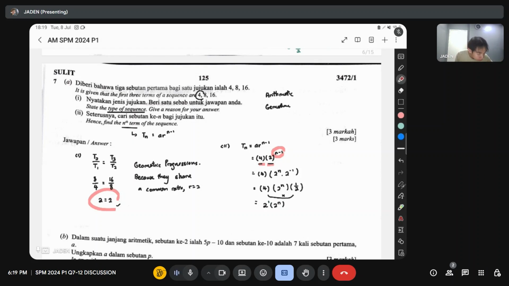And now, here comes the same base. When you have the same base and its multiplication relationship, what would you do? You will combine them and add the powers. So over here, we could write it as 2 power n plus 1. And that will be your simplified nth term of the sequence. All right, and that is how you solve 7a 1 and 2.